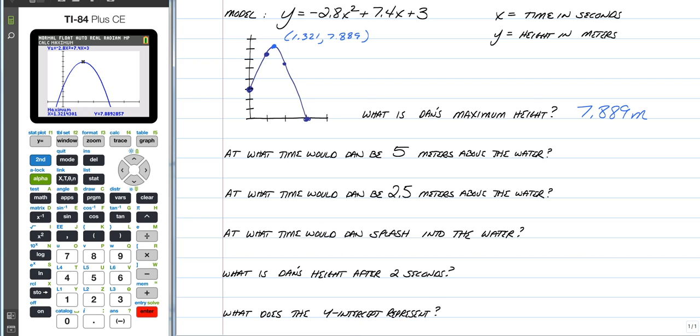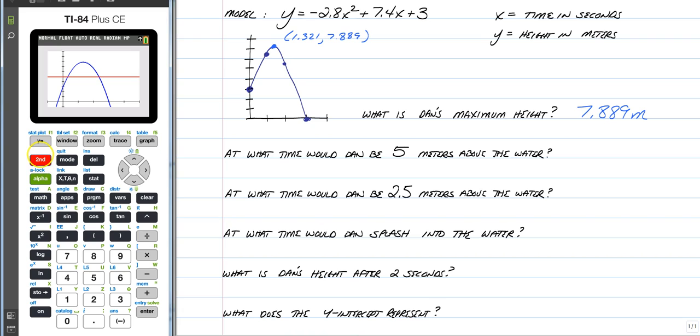The second question says, at what time would Dan be 5 meters? So remember, meters is y. So we can go to y equals, and in y2 we're going to type a 5. Click graph again, and you can see we have two different intersection points. So at what time is Dan 5 meters above the water?